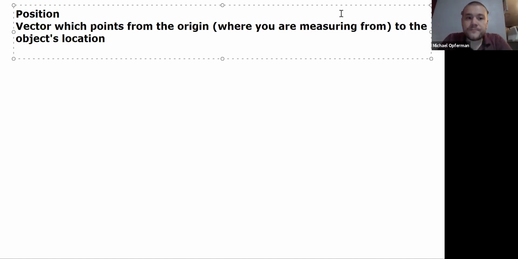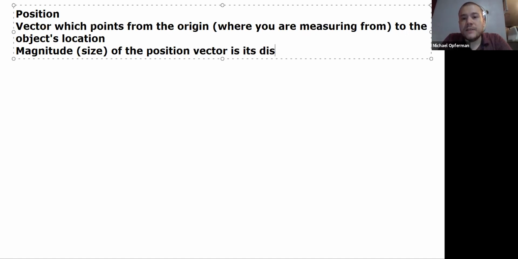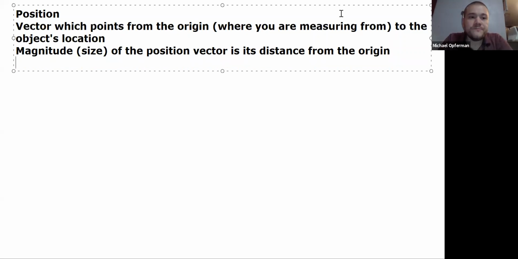That means that the magnitude, which remember is basically the size of the position vector, is its distance from the origin. So how far is the pen away from me? That's the magnitude of its position. And the direction is which way it is located from the origin.